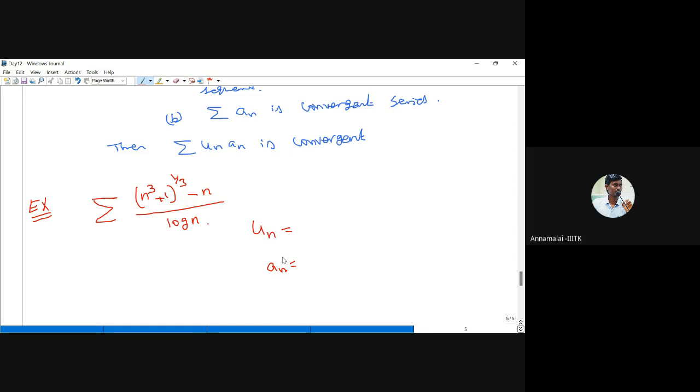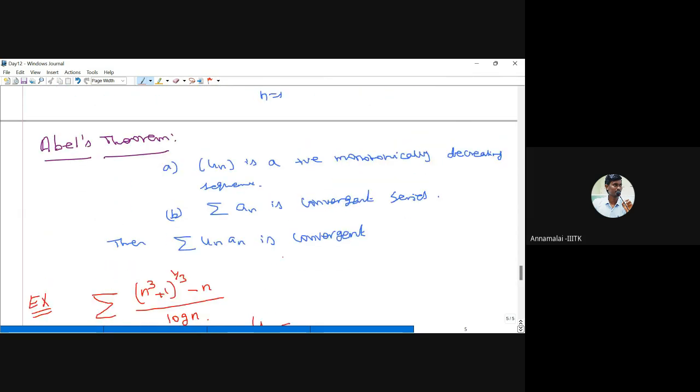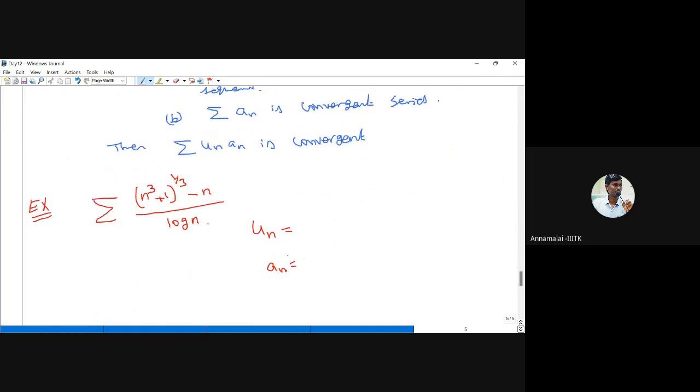Anyway, one of the sequences should be decreasing and converge to 0. No need to use the same notation. You can take anything, but one of the sequences converges to 0, and for the other the series is convergent or the partial sum is bounded. If you want to use the same notation, use the same notation. I am taking u_n as 1 by log n, and a_n as (n power 3 plus 1) power 1 by 3 minus n.